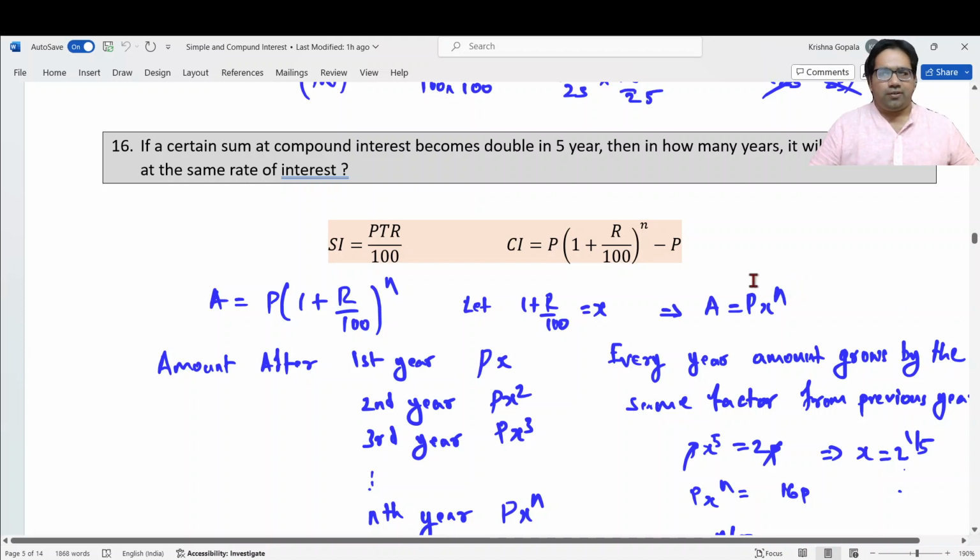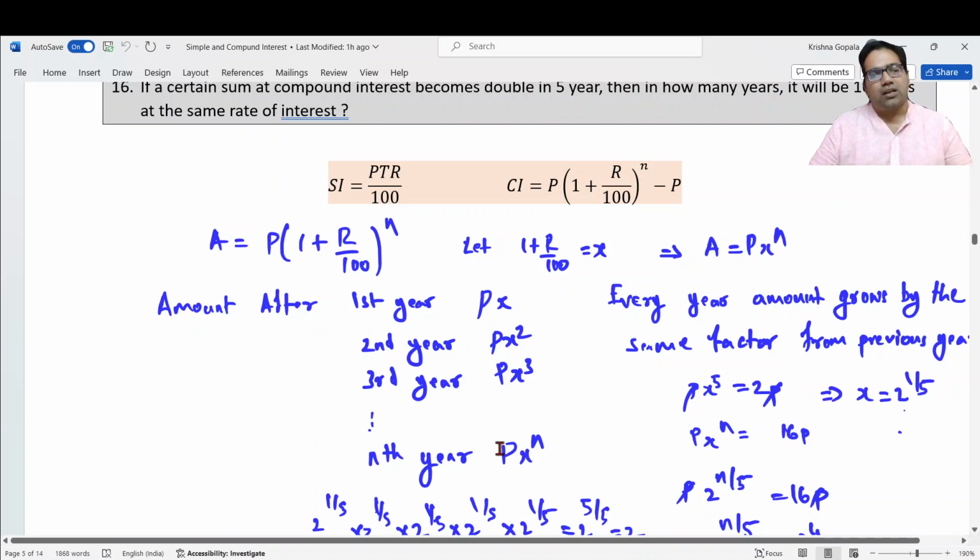That means after 1 year, it is P into x power 1. Second year, P x square. Third year, P x cube. Fourth year, P x power 4. And after n years, P into x power n. Every year, the ratio of this and the previous year is always x. Second year by first year is x. Fourth year by third year is x. 10th year by ninth year is also x. Nth year by (n minus 1)th year is also x.